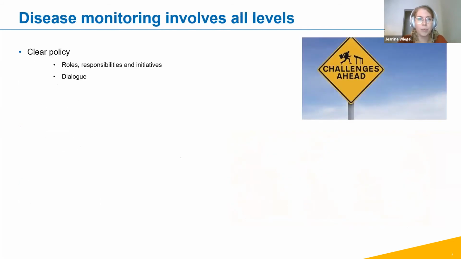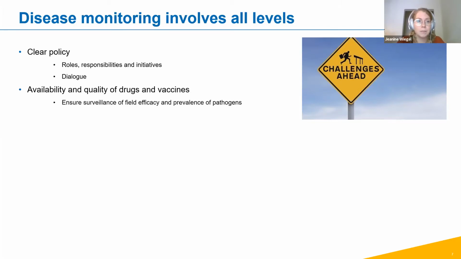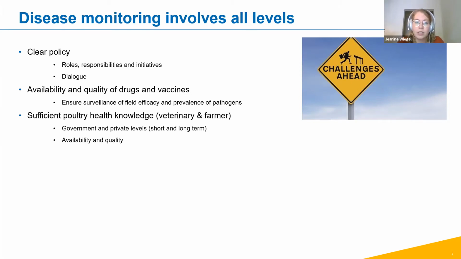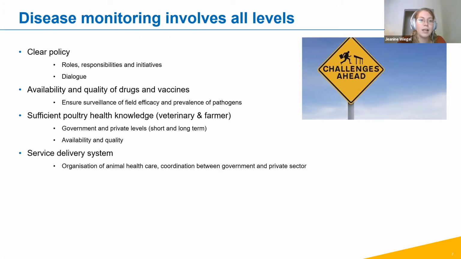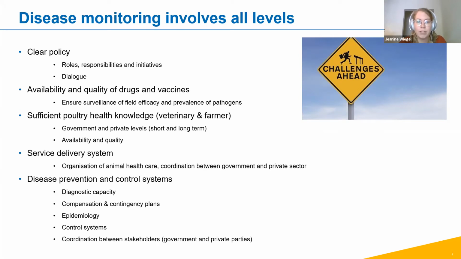So it involves all levels of production, from a clear policy, which can be governmental or private, with designation of roles, responsibilities, and initiatives, and also a dialogue between the different partners. You need the availability of quality drugs and vaccines, to ensure surveillance of field efficacy and also the prevalence of pathogens, sufficient poultry health knowledge on a veterinary level, but also on a farmer level, within the private sector and also within the government, a service delivery system, so the organization of the animal health care and coordination between the different partners, and disease prevention and control systems.